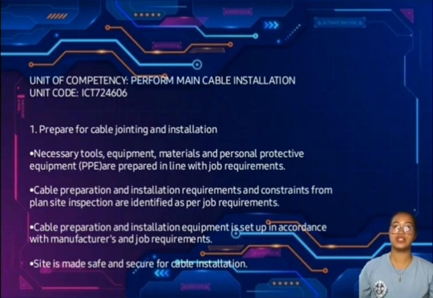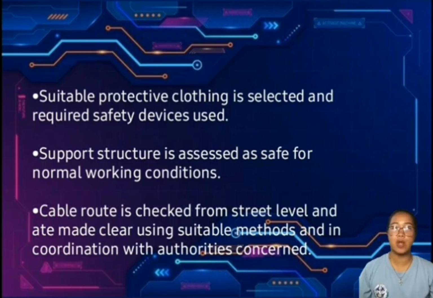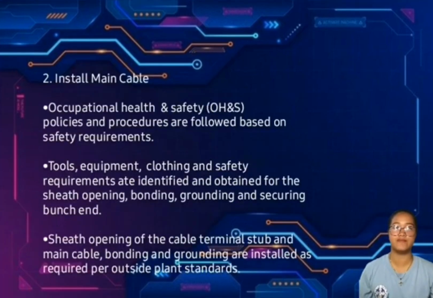Cable preparation and installation equipment is set up in accordance with manufacturers and job requirements. Site is made safe and secure for cable installation. Suitable protective clothing is selected and required safety devices used. Support structure is assessed as safe for normal working conditions. Cable route is checked from street level and made clear using suitable methods and in coordination with authorities concerned.